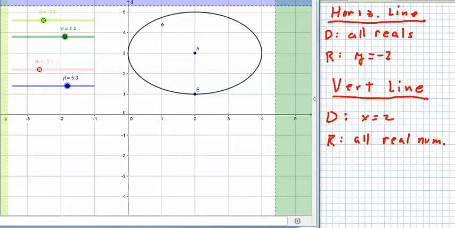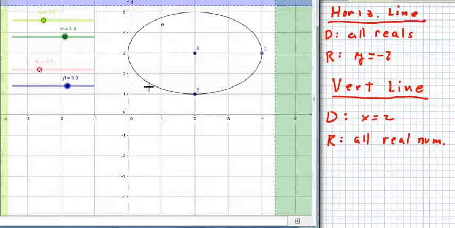Okay, here's my circle. Now I know it doesn't look like a circle, but if you look from point A to point B, the radius is 2. If you look from point A to point C, the radius is 2. Doesn't matter where you go, the radius is 2. It looks funny because the scale on the x-axis and the y-axis is different.